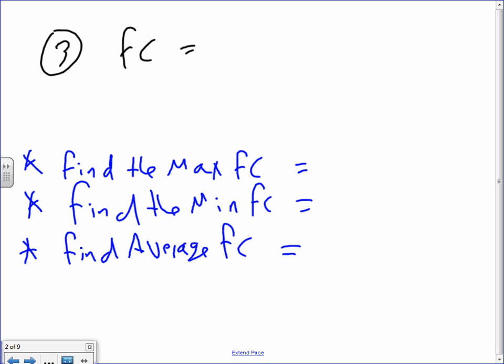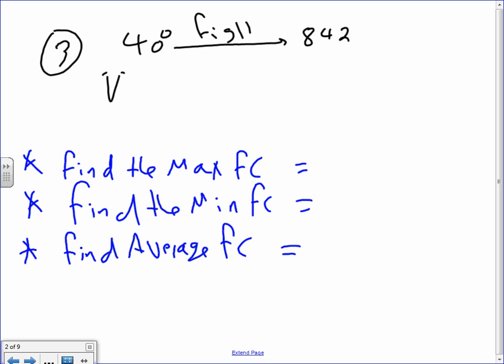Foot candle. The second one for foot candle, guys, we need it at 40 degrees. I need to go to Fig 11, and from there, my friends, you're going to find 842. 842, and this time we went from 40 to 45. We went to 45, and then piece of cake, vertical.